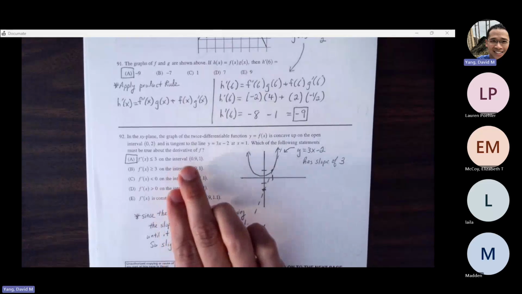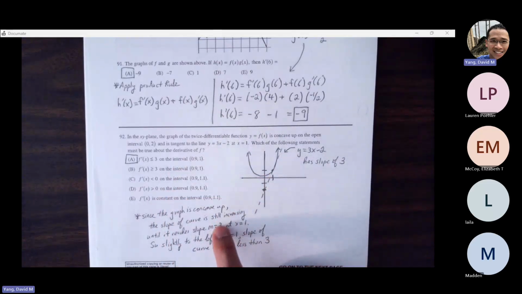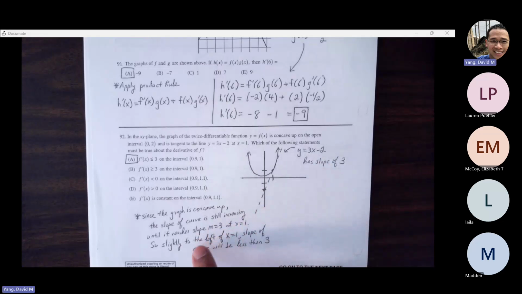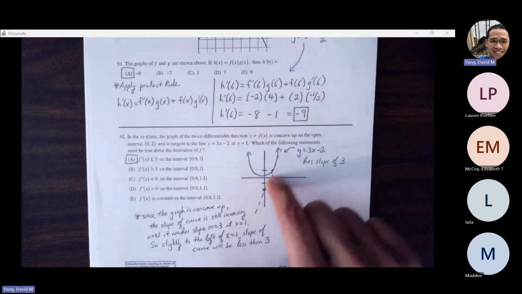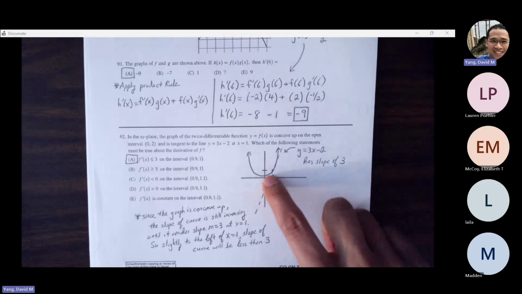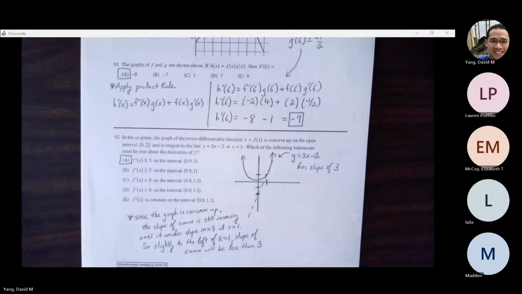So f prime of x is going to be less than or equal to 3 on the interval from 0.9 to 1. Since the graph is concave up, the slope of the curve is still increasing. So slightly to the left of x equals 1, the slope must be less than 3, because if it's concave up, my slope will continually increase. So to the right will be greater than slope of 3, to the left will be less than slope of 3. So answer choice A.